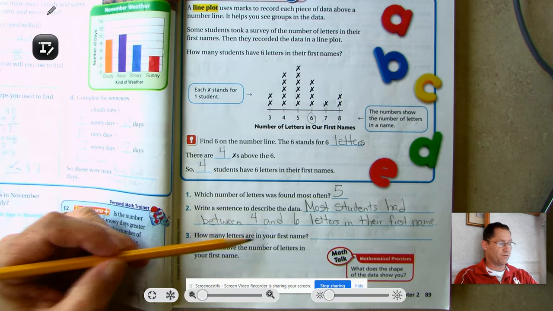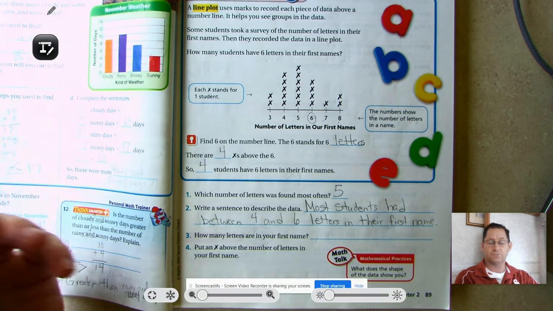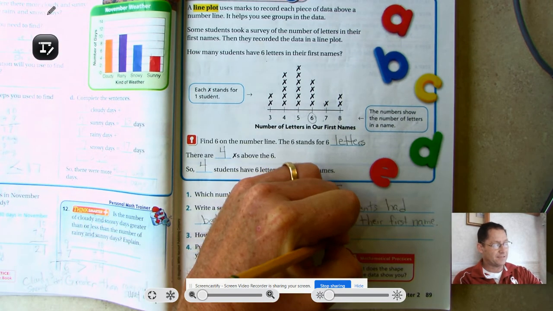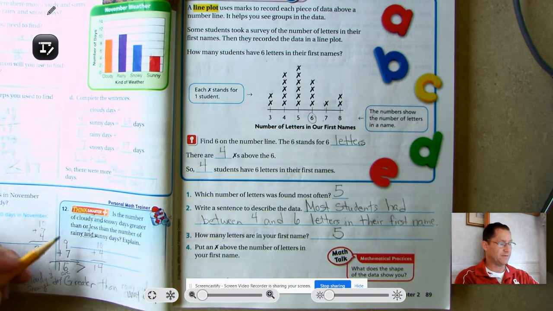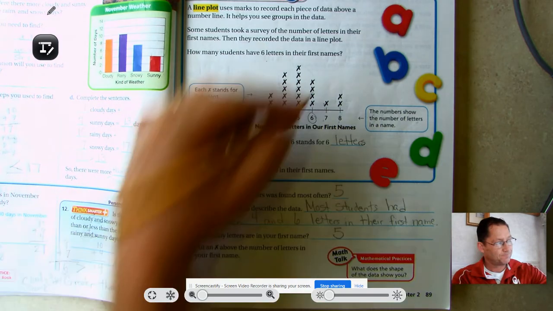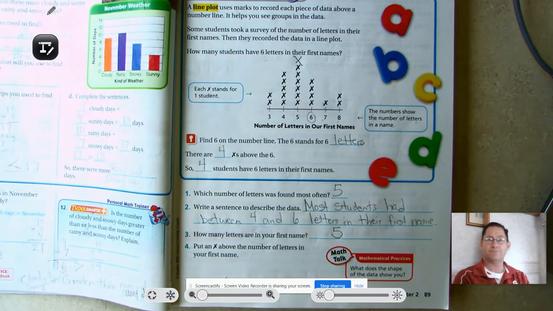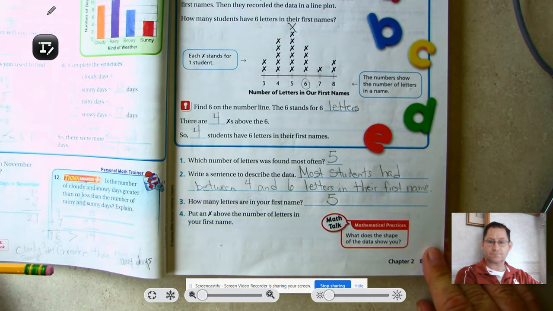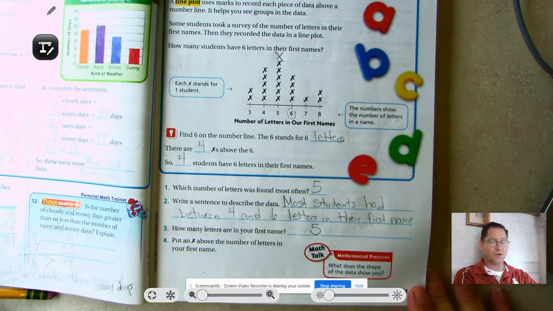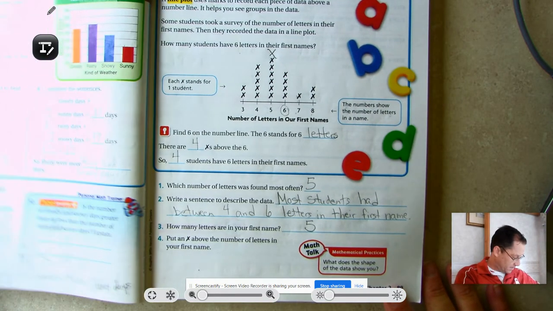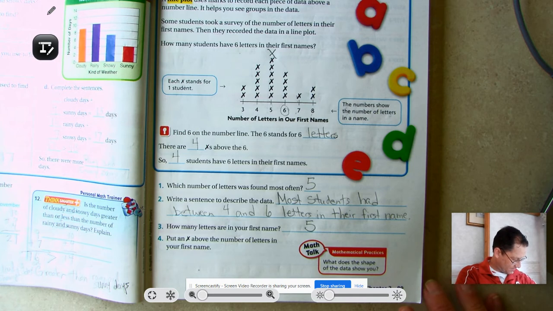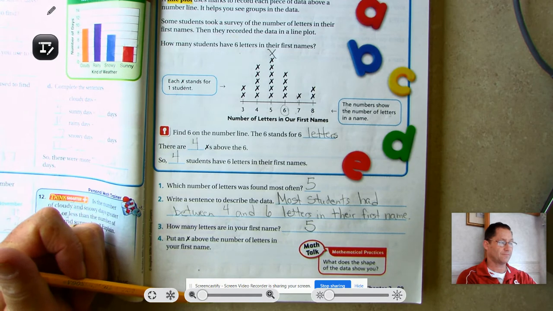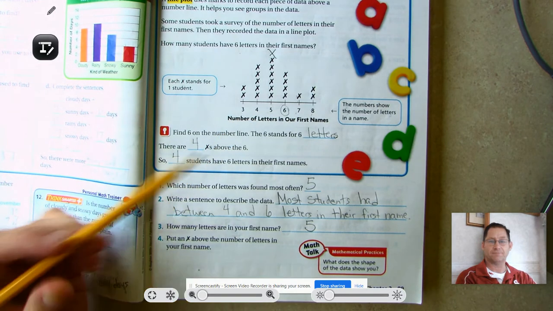How many letters are in your first name? Well, what's your first name? And tell me the letters. So mine has 5. Put an X above the number of letters in your first name. So I match the typical data. What does the shape of the data show you? The shape of the data shows us that most students have 4 through 6 letters in their first name.